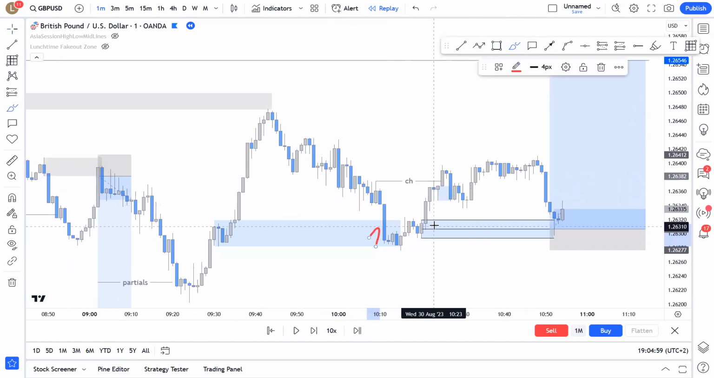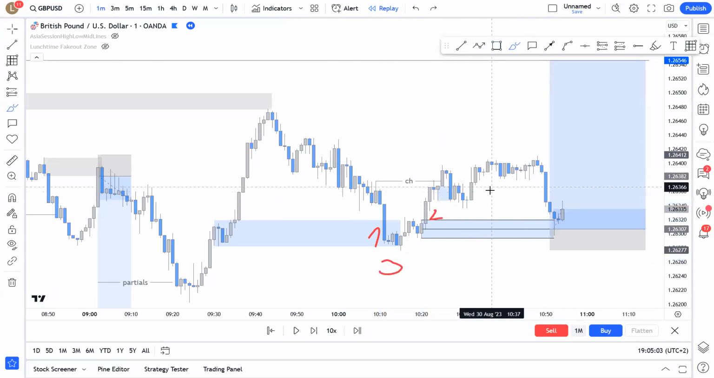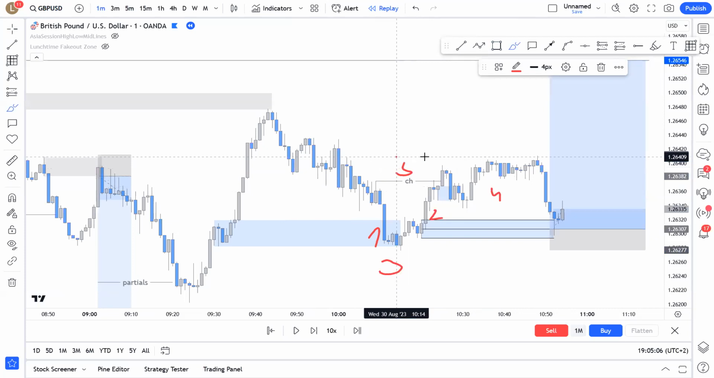First, higher time frame mitigation. Second, inefficiency. Third, pro trend. Fourth, liquidation. Fifth, change of character. Sixth, mitigation of the 50%. Seventh, it wasn't coming from an unmitigated opposite-sided higher time frame zone. Eighth, liquidity to target, perfect liquidity to target here.